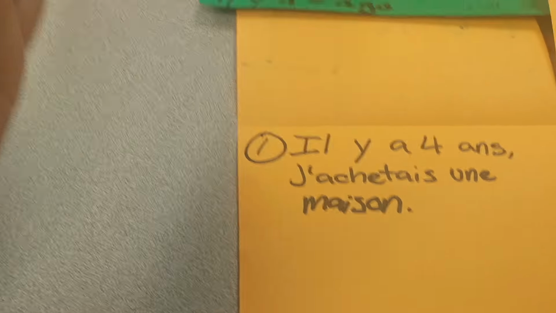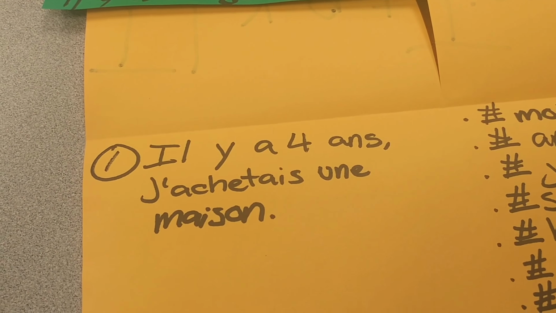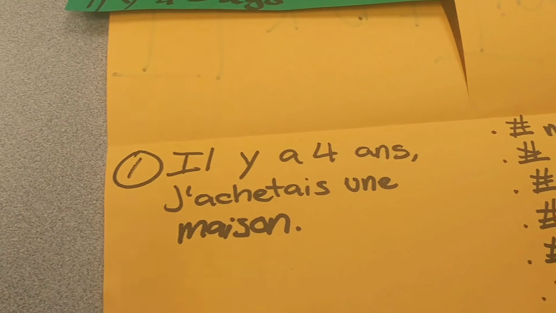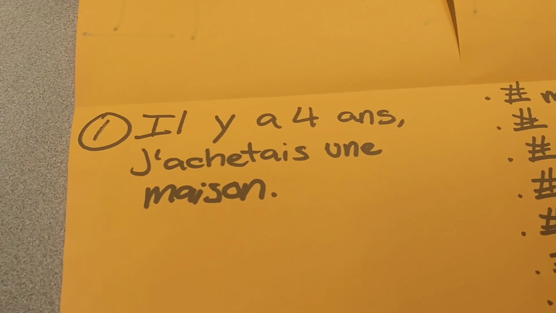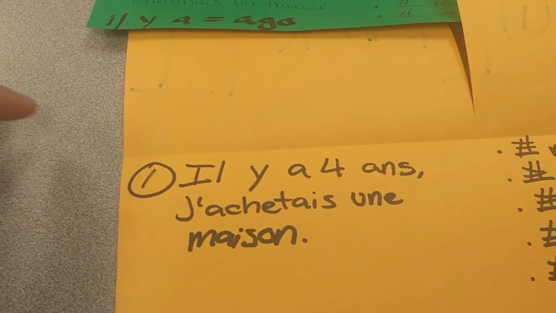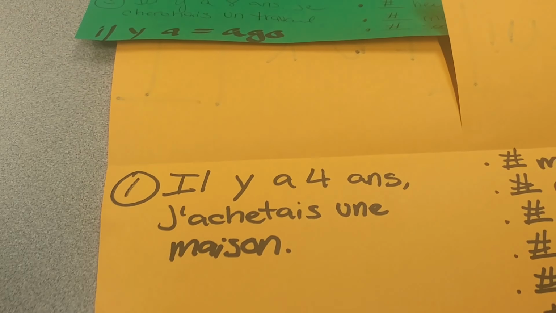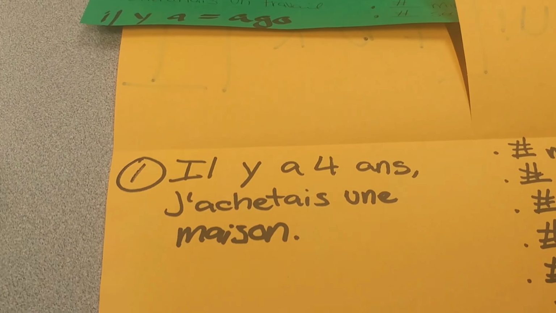It just depends on what you're meaning. I bought a house is an action. Okay, but buying a house is also a process. So it depends on what I was talking about. If I was talking about the process of buying the house, I was looking with the realtor and filling out the paperwork and talking to a lender. If that was what I was referring to in this conversation, then I could say, il y a 4 ans, j'achetais une maison. I was buying a house. I was in the process of buying a house.